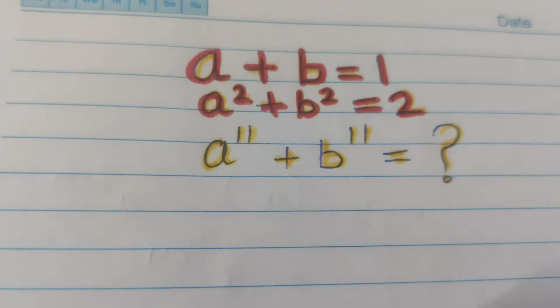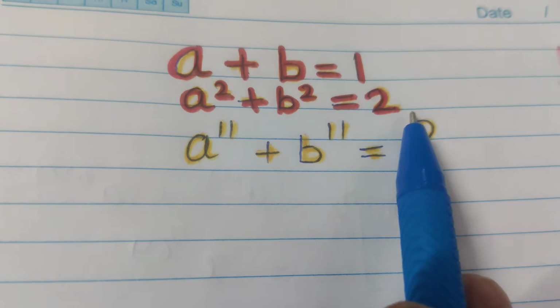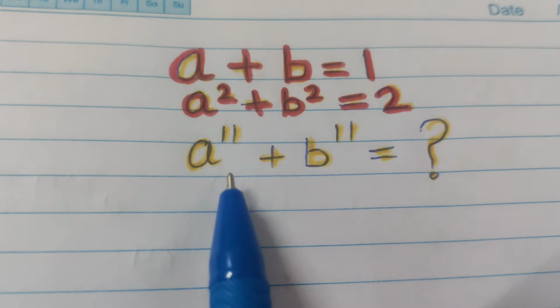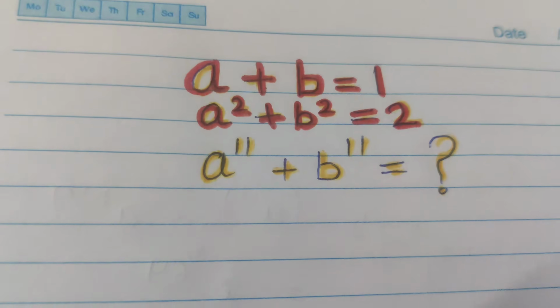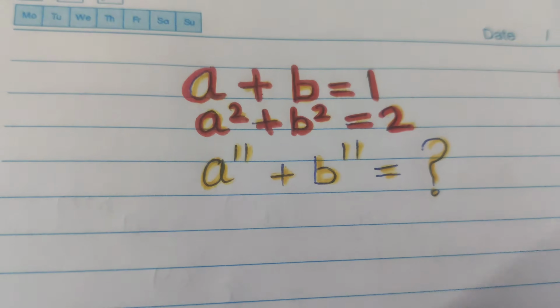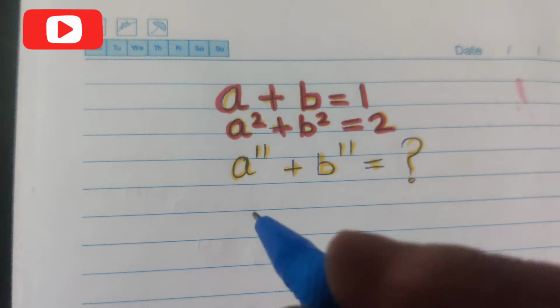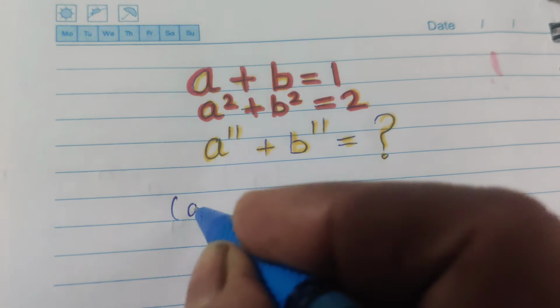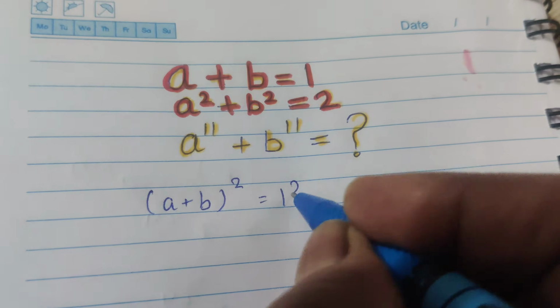Important and new question. a + b = 1, a² + b² = 2. Then find the value of a^11 + b^11. How to find? Okay. So we know the algebraic identity: (a + b)² means (a + b)² = 1².